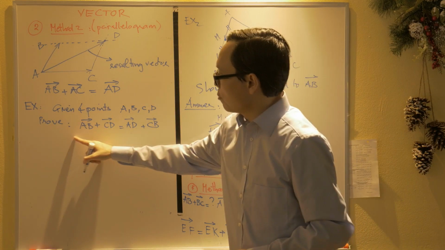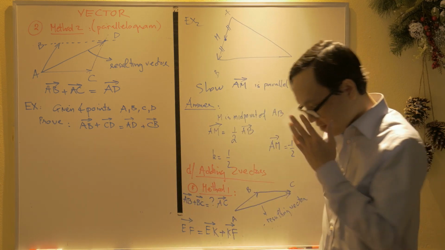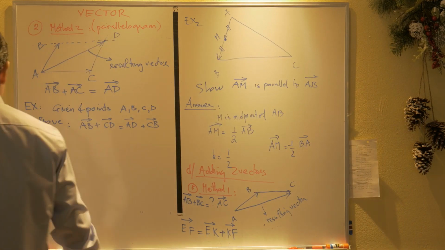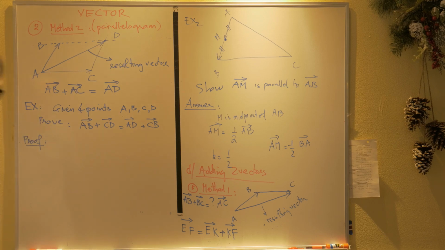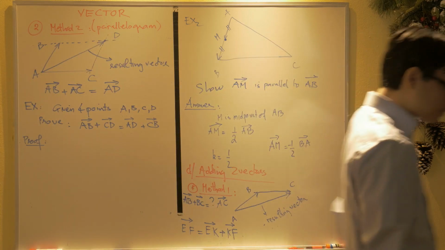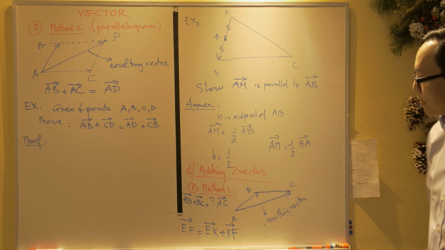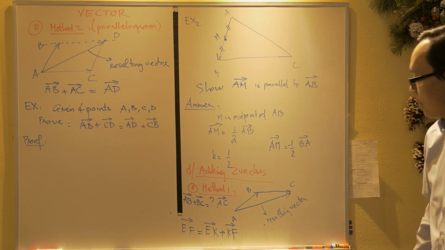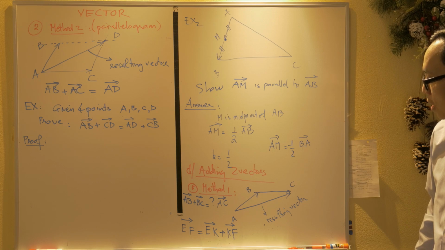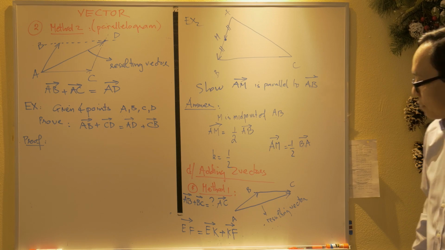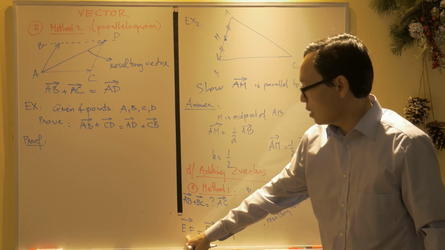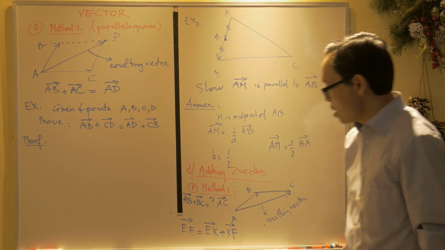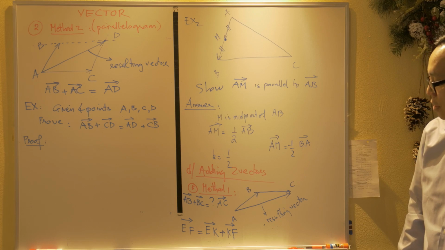So what I have over here we call the vector expression. Proof. How do we do this? Okay, so I'm going to use the first method to split up the letter, by inserting a letter in between so that I can split up a vector into two vectors.